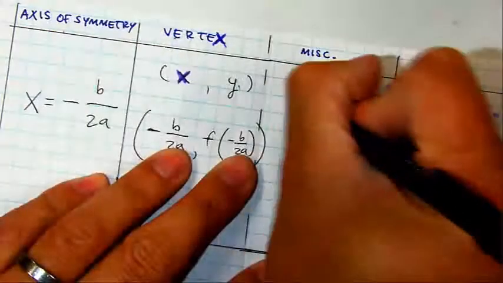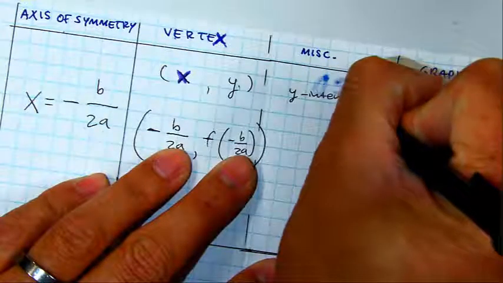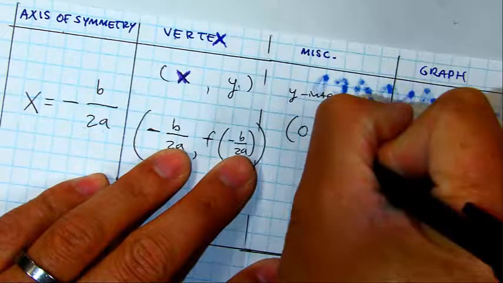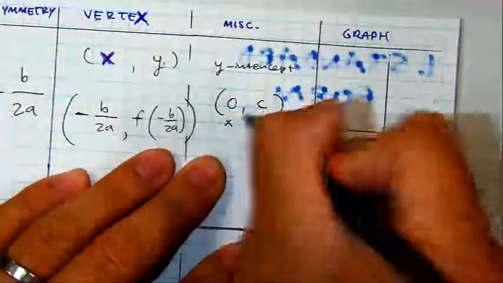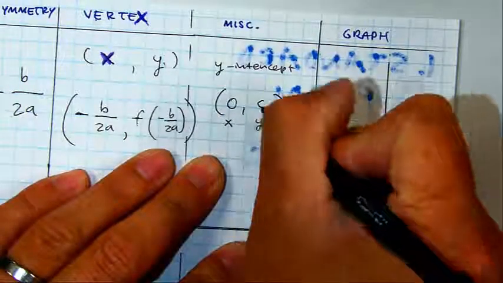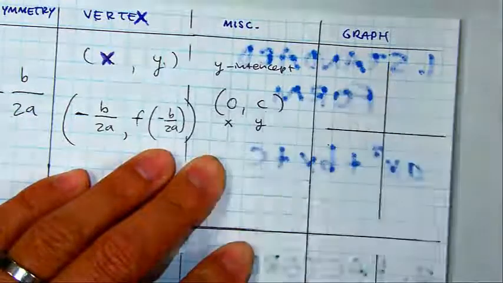Because your y-intercept is (0, c). What does that mean? When you make your x value 0, you get to find a y value, and this y value is your y-intercept.